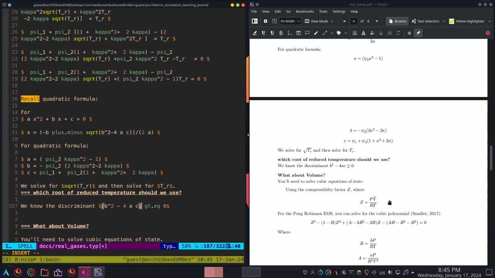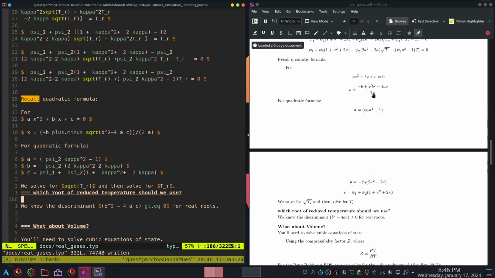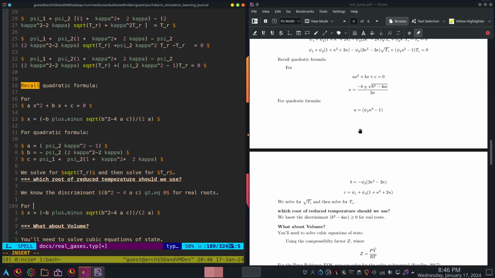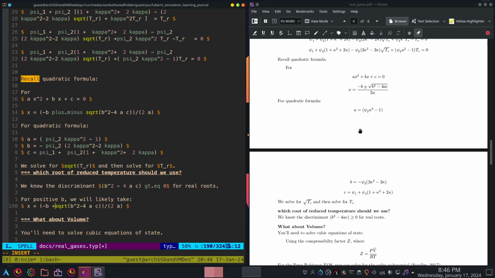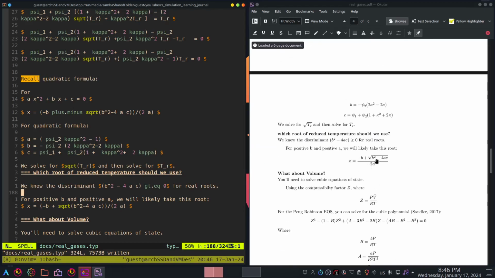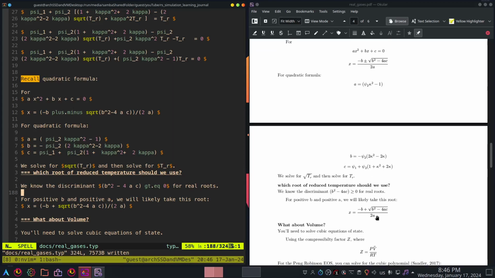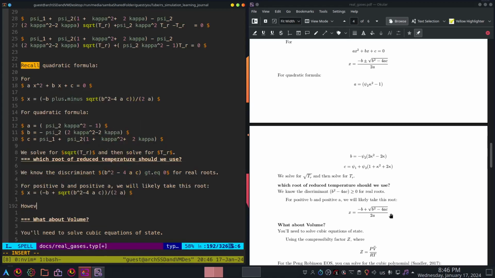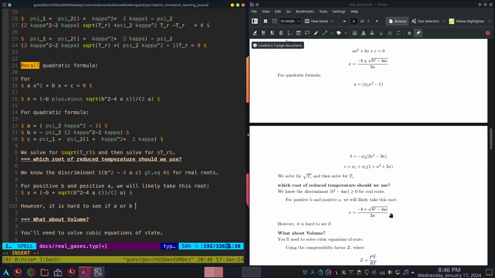For real roots, what we have is that for positive b, we will likely take this root, and for positive a, we will likely take this root. For positive b and positive a, we will likely take this root. Though it's hard to see, it is hard to see if a or b are positive just by one look.